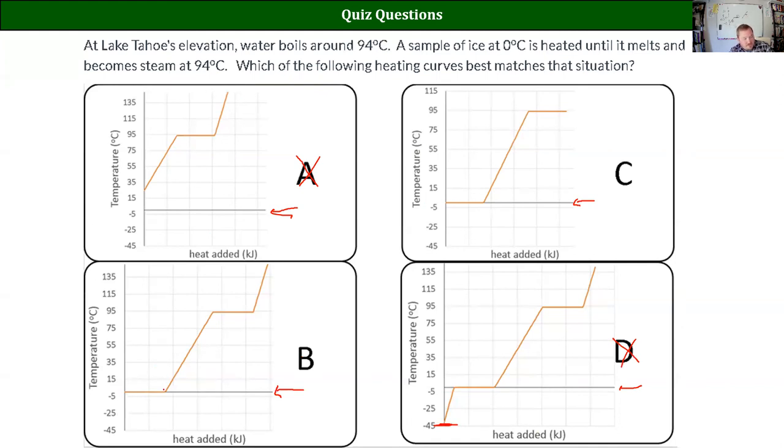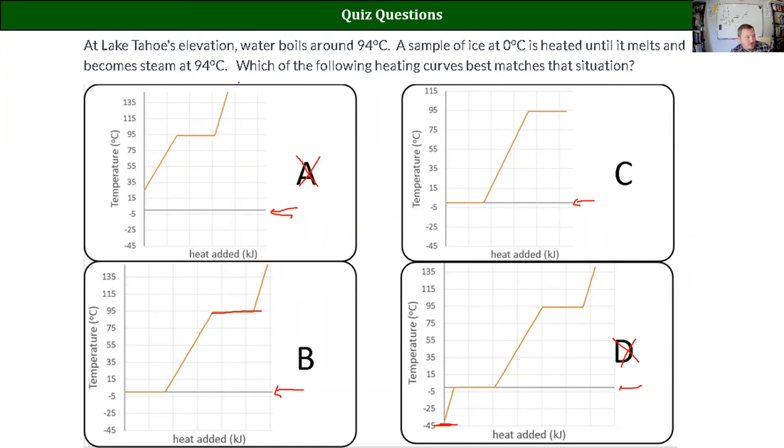B starts at 0 Celsius, then you melt the ice, and then temperature goes up until you get to 94 Celsius, and then temperature flattens out again, which is our melting or our boiling point. But then the temperature keeps going up. So this would be the equivalent. B would be if you took ice, melted it on the stove, let it come all the way up to boiling, and then boiled off all the water and continued to heat the steam.